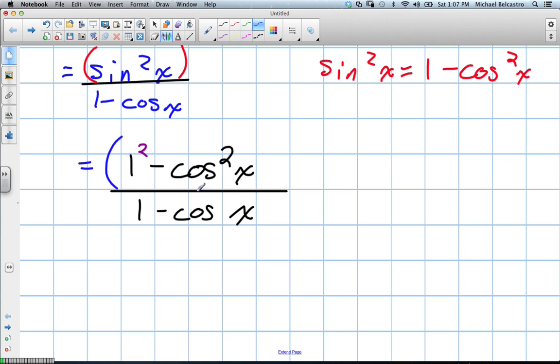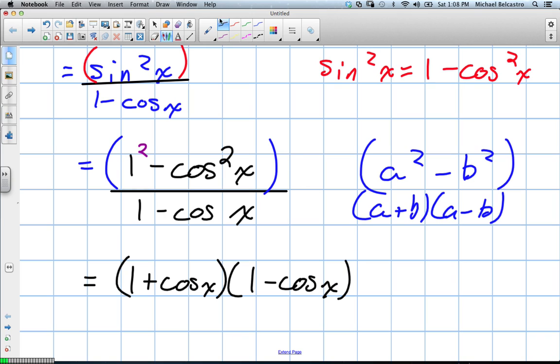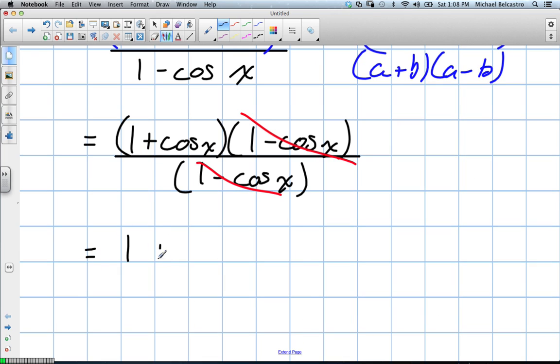And what this becomes is a difference of squares, your a squared minus your b squared, right? And we know how to factor that into two terms. So when we factor that, we're going to get a plus b times a minus b. So our left side is going to read 1 plus cos x, so we've got rid of that squared now, and 1 minus cos x, all divided by 1 minus cos x, right? Well then, because our brackets are the same, we've gotten rid of 1 minus cos x and 1 minus cos x, which gives us 1 plus cos x.